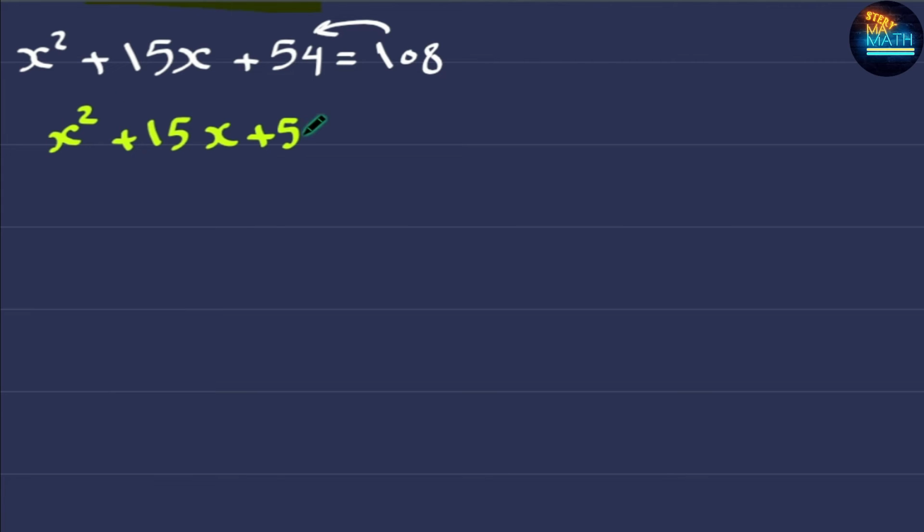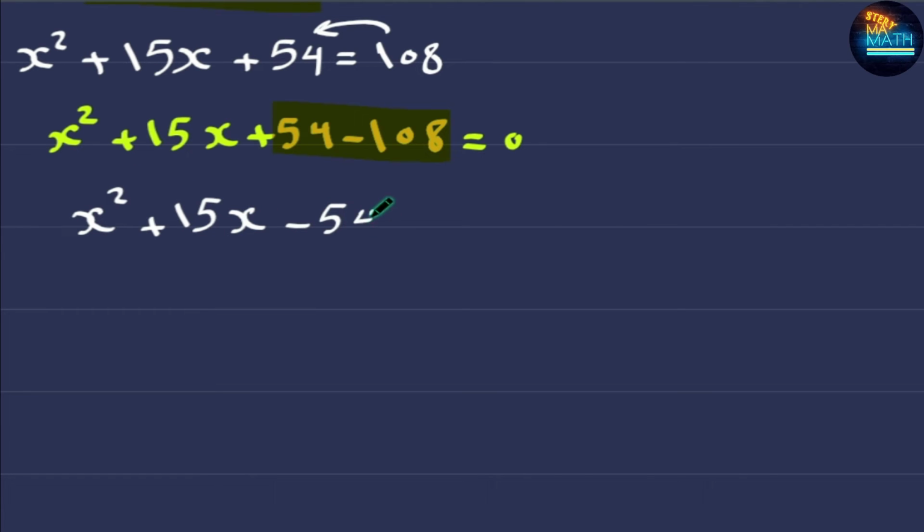And also you have 54 minus 108 like terms. These are numbers. So x squared plus 15x minus 54, because 54 minus 108 is negative 54, is equal to 0. Now you can factor the expression, looking for two numbers that multiply to negative 54 and add to 15. You can make a table to get negative 54. Make sure that one number is positive and the other is negative, so that their multiplication is negative.